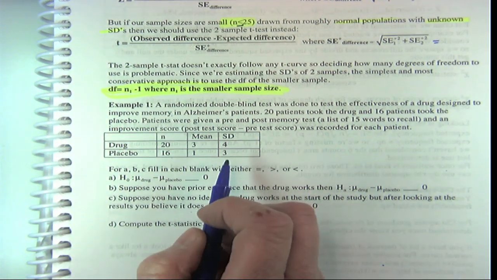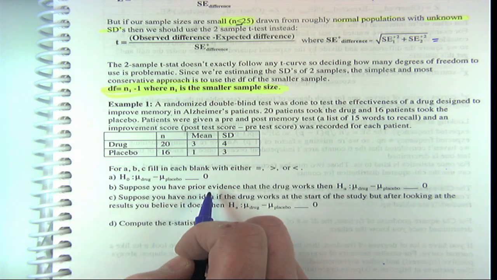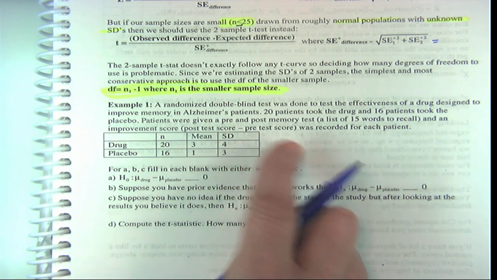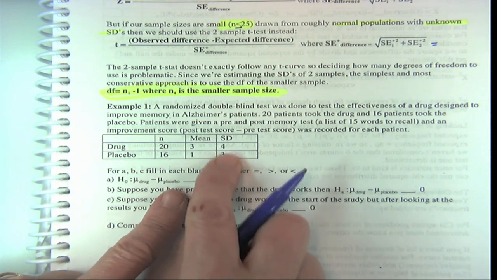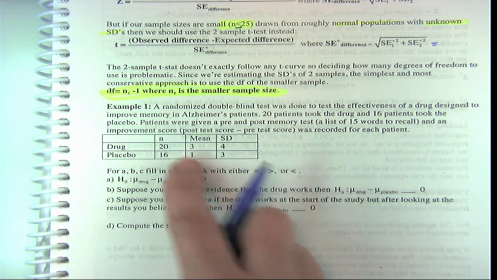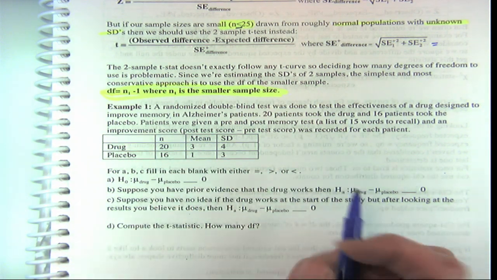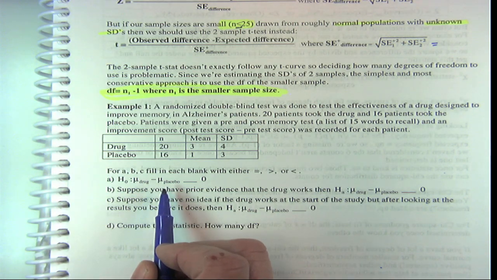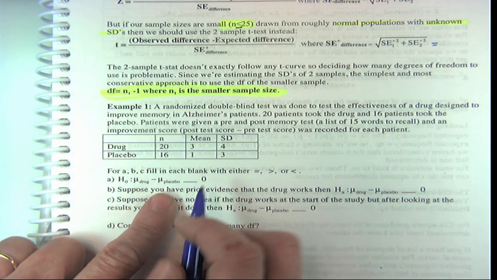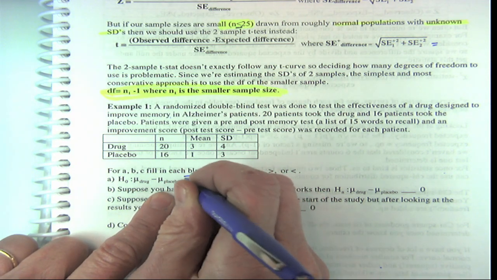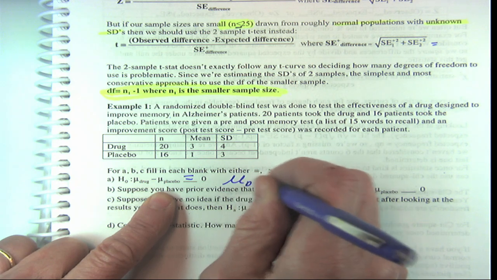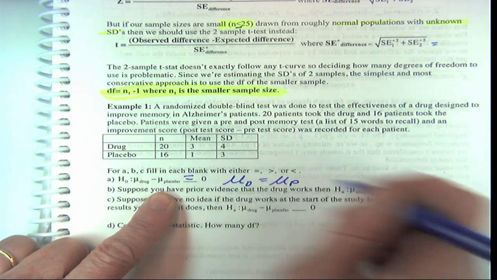Now, let's see. You just had the post-test minus the pre-test, so some people did worse. That's why the standard deviations are high. Some people got negative scores. So the null hypothesis is always that they're the same, that the drug is no different than the placebo, so that their difference is equal to 0. So the mu for the drug is equal to the mu for the placebo.